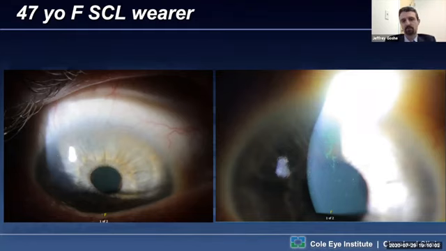47-year-old contact lens wearer with a 20-year history. Again, looking at the superior limbus, which in contact lens wearers, for a variety of proposed mechanisms, either due to hypoxic stress or mechanical stress, the superior limbus tends to be the most affected in those patients, seeing the encroachment of vessels.